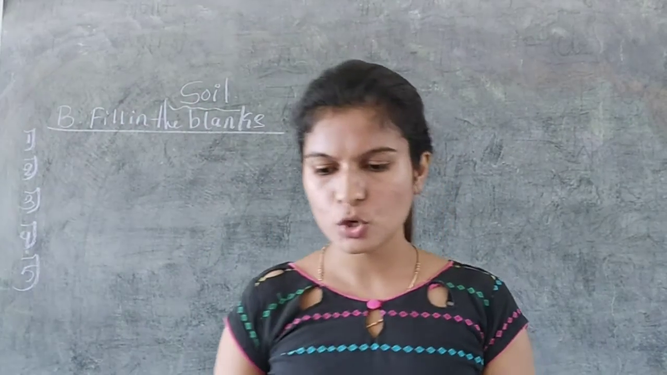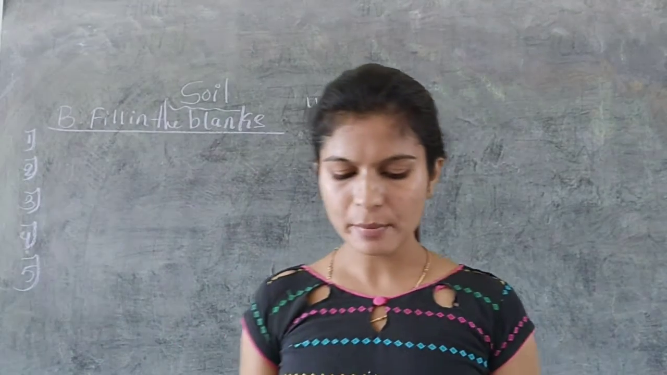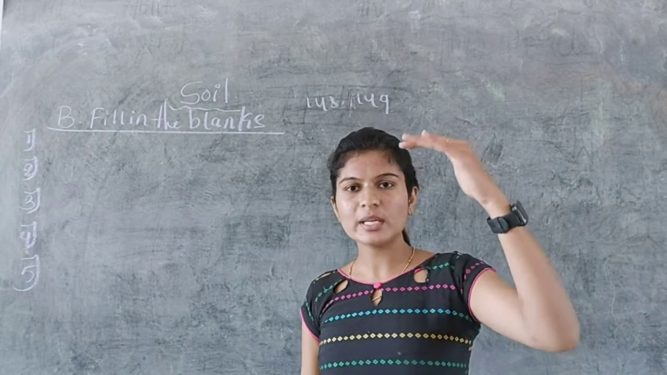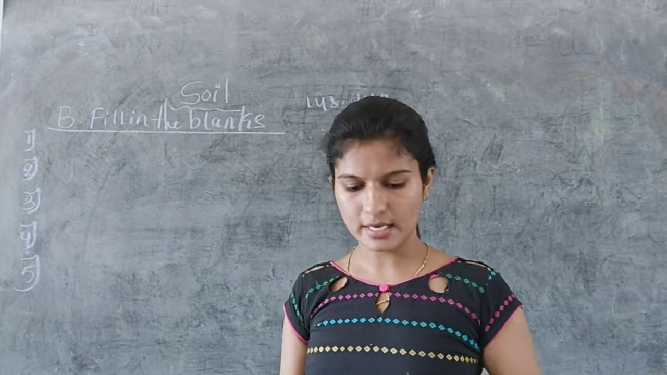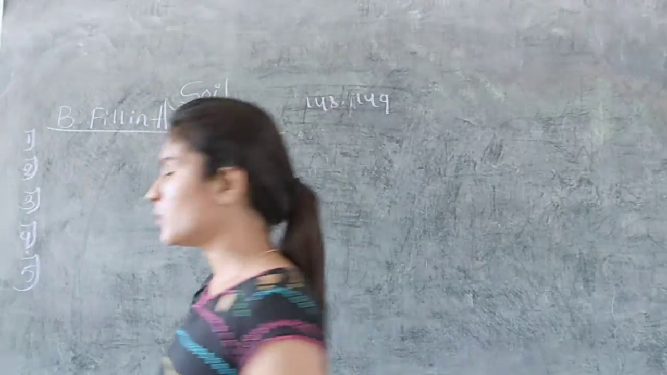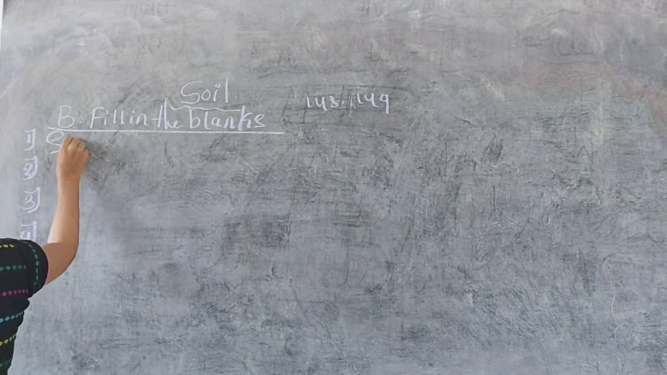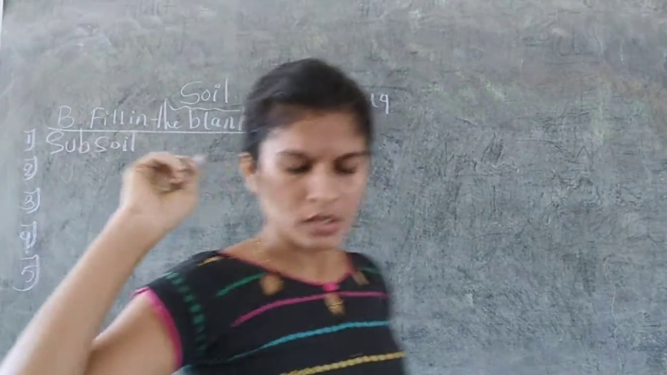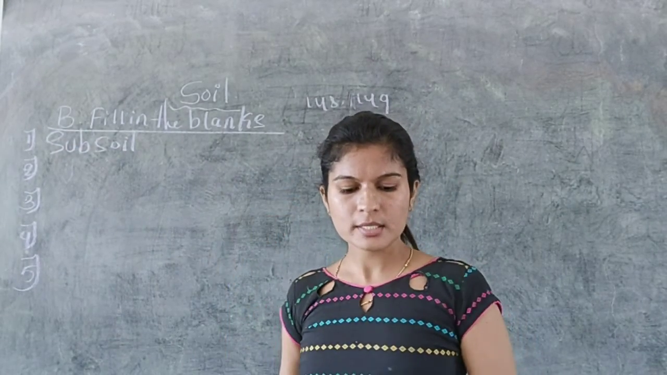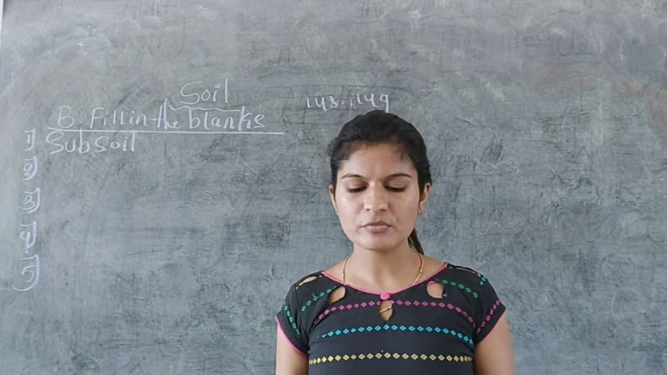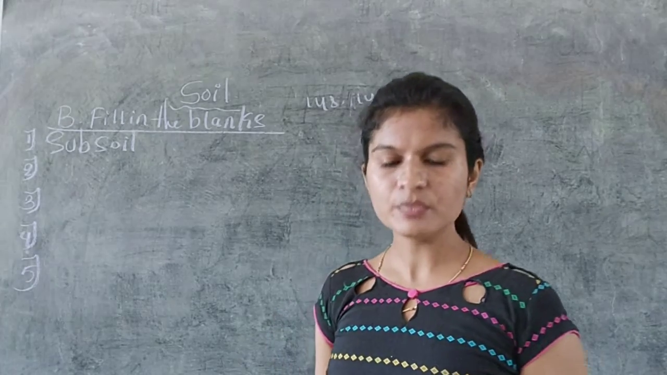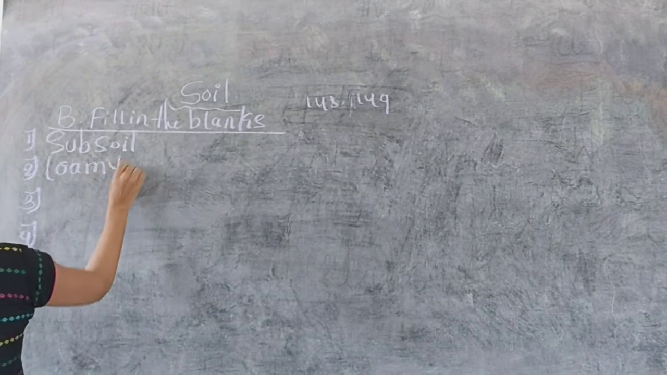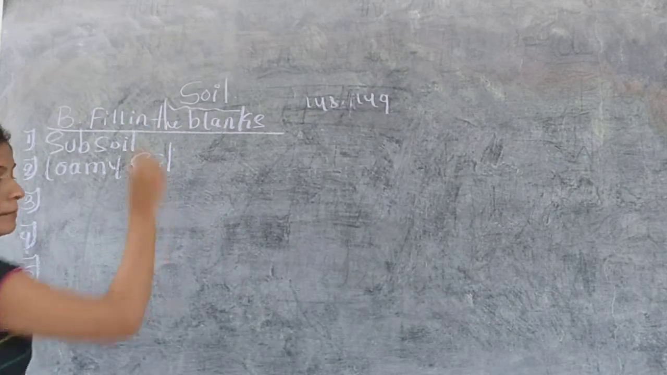Okay. So see here, first question. The layer below the top soil is known as dash. What do we call the layer below? We call it subsoil. Okay. Second one, the best soil for the growth of a plant is loamy soil. Loamy soil is the best soil for the growth of plants.